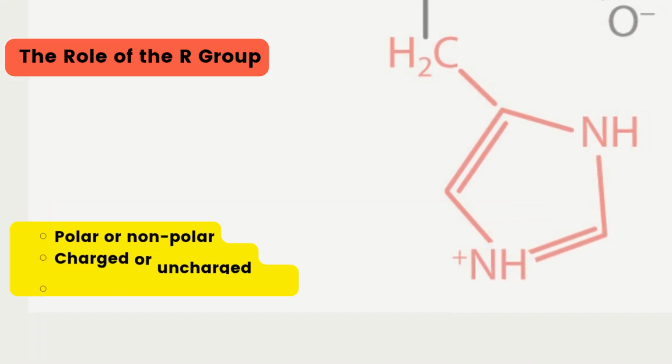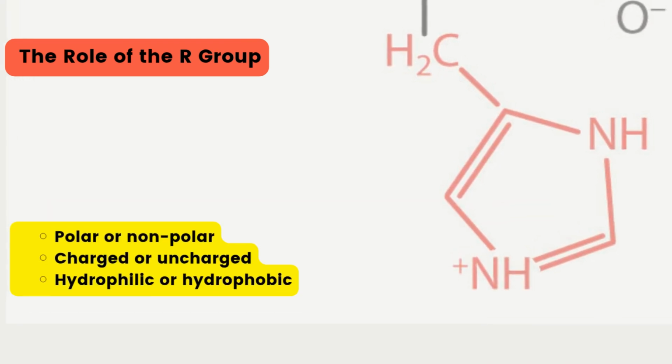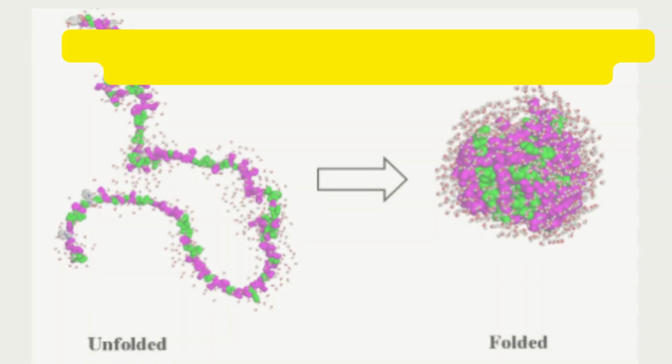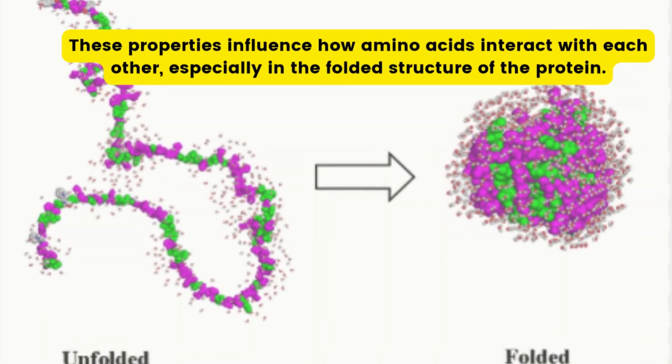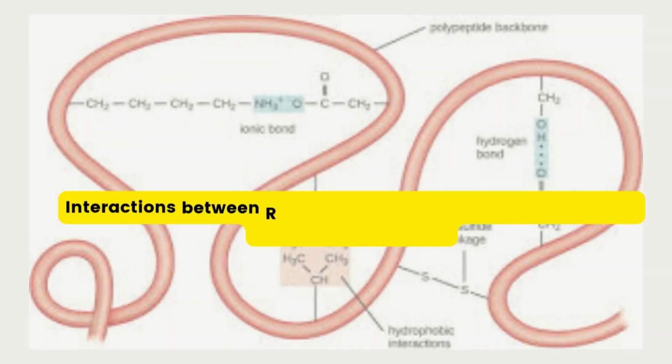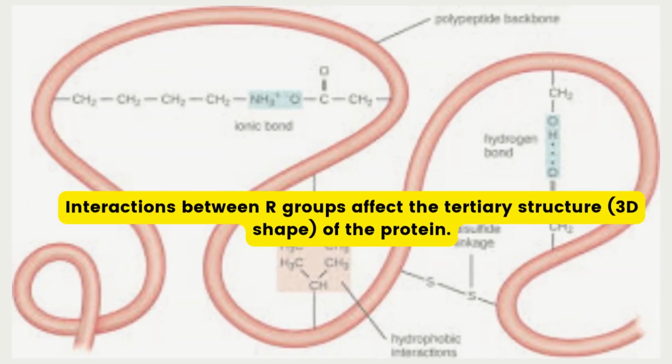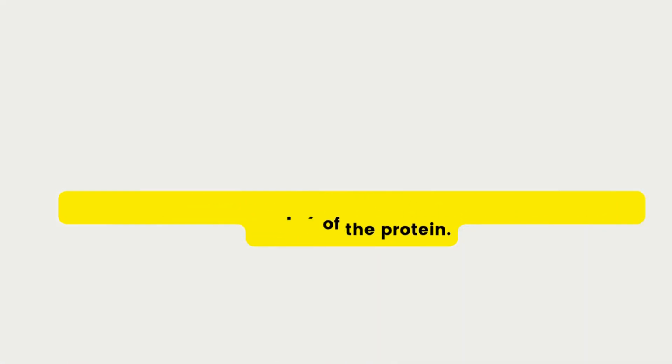Polar or nonpolar, charged or uncharged, hydrophilic or hydrophobic. These properties influence how amino acids interact with each other, especially in the folded structure of the protein. Interactions between R groups affect the tertiary structure, 3D shape, of the protein.